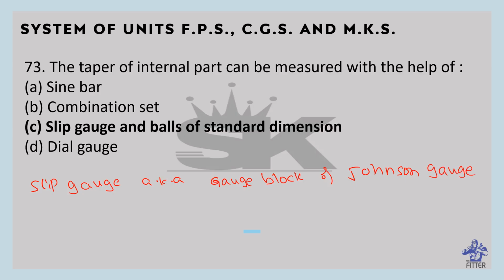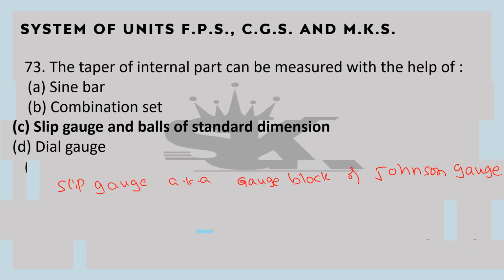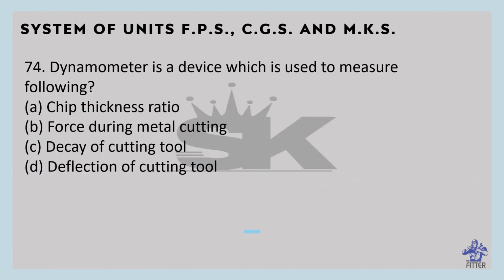Sine bars should not be used for angles greater than 60 degrees. Keep that in mind too. A dynamometer is a device used to measure force during metal cutting or friction resistance.